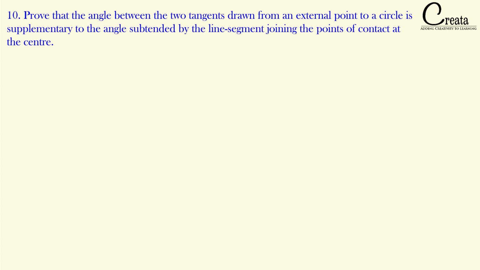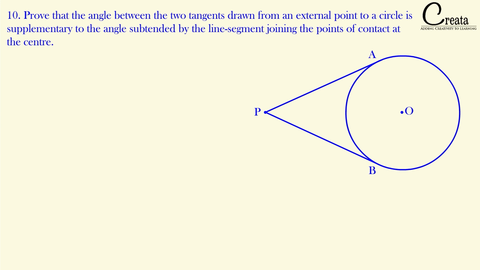Prove that the angle between the two tangents drawn from an external point to a circle is supplementary to the angle subtended by the line segment joining the points of contact at the center. Let's observe the question. Firstly, let's take a circle with center as O. The question is talking about two tangents from an external point. Let's have an external point P and let's draw the two tangents PA and PB. So we got the two tangents, and also join OA and OB. OA is the radius and OB is also the radius.